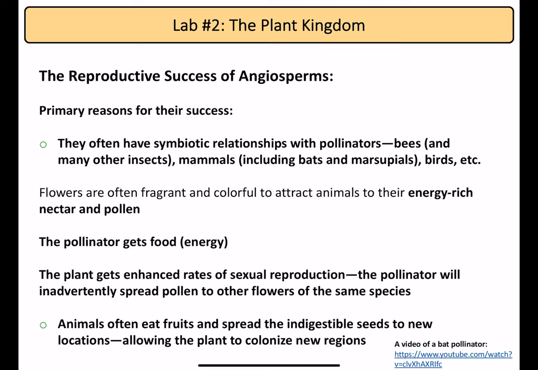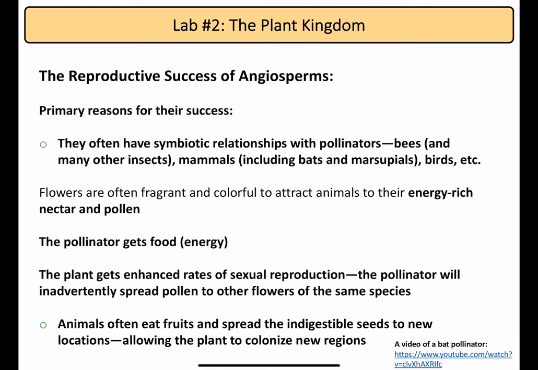So this word symbiotic means both individuals that are partaking in the relationship benefit. Okay? So the pollinator benefits because it's visiting the flower not to help the flower reproduce. It's visiting the flower to get food, energy, you know, for its metabolism. So that can be in the form of many things. You know, it could be the fruit, but oftentimes it's nectar. And sometimes they can eat the pollen itself.